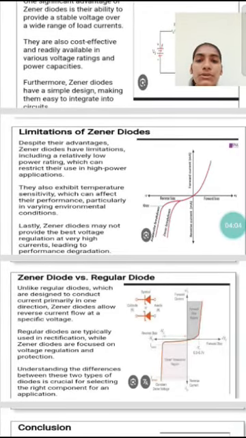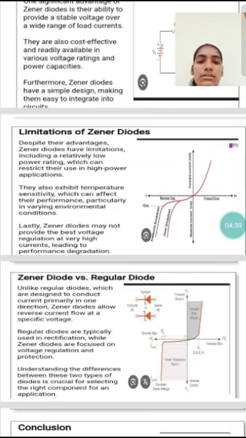Limitations of Zener diodes. Despite their advantages, Zener diodes have limitations, including a relatively low power rating, which can restrict their use in high power applications. They also exhibit temperature sensitivity, which can affect their performance, particularly in varying environmental conditions. Lastly, Zener diodes may not provide the best voltage regulation at very high currents, leading to performance deterioration.